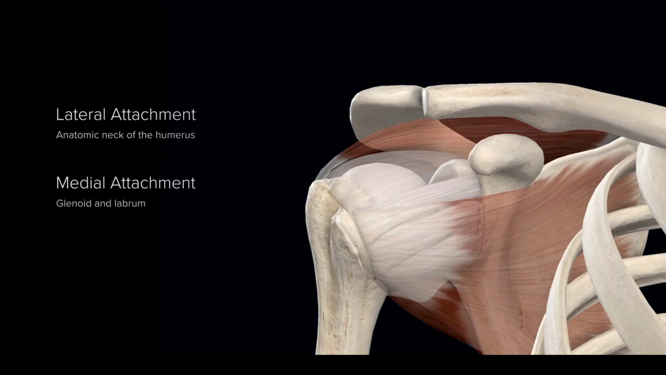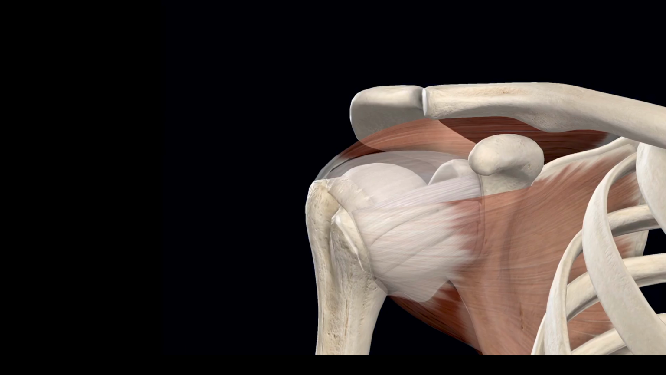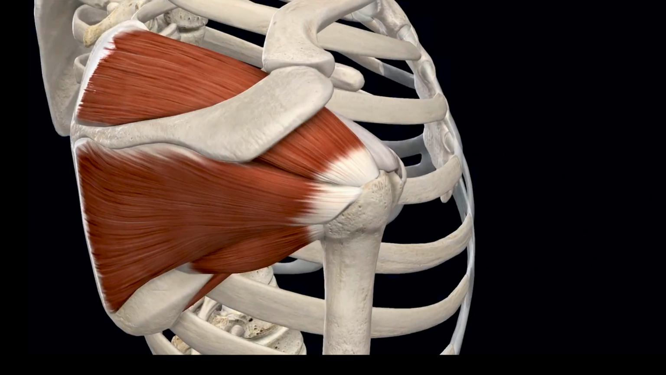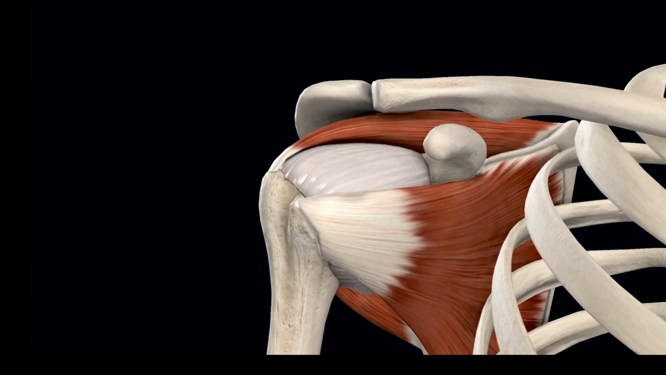With the arm in a resting position, the inferior and anterior portions of the capsule are lax, while the superior portion is taut. The anterior portion of the capsule is reinforced by the superior, middle, and inferior glenohumeral ligaments. The muscles of the rotator cuff act to reinforce the joint capsule superiorly, posteriorly, and anteriorly.